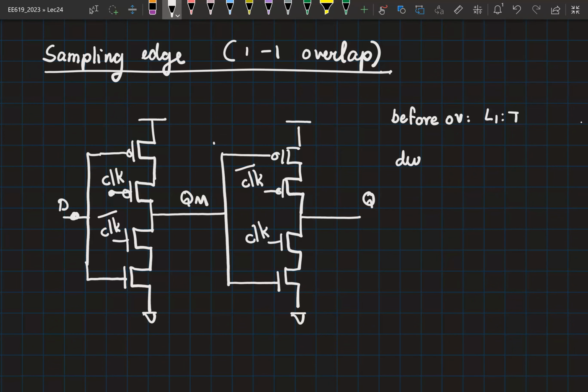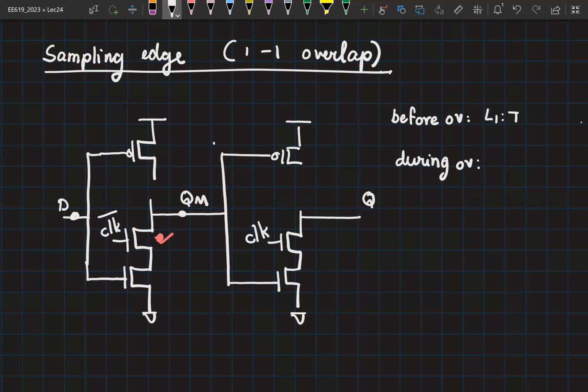So let's say during the overlap. During the overlap, which are the transistors that are on? Is this on or off? This is off, so let me remove it. What about this? This is on. This one? Off. Why is it off? Because clock bar is 1. The PMOS gate is connected to 1. So during the overlap, this is the circuit you're dealing with.